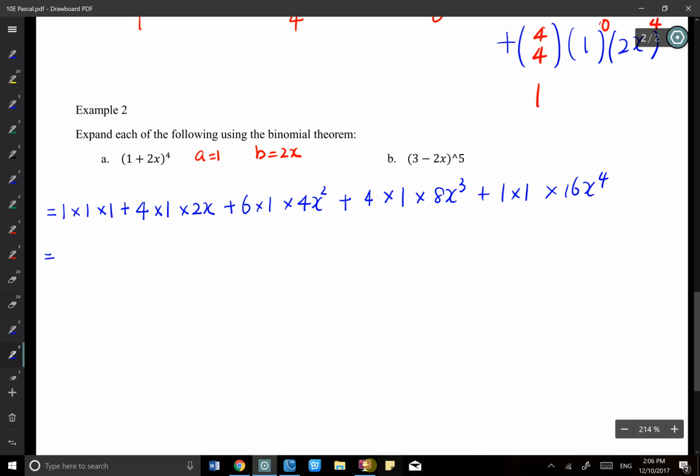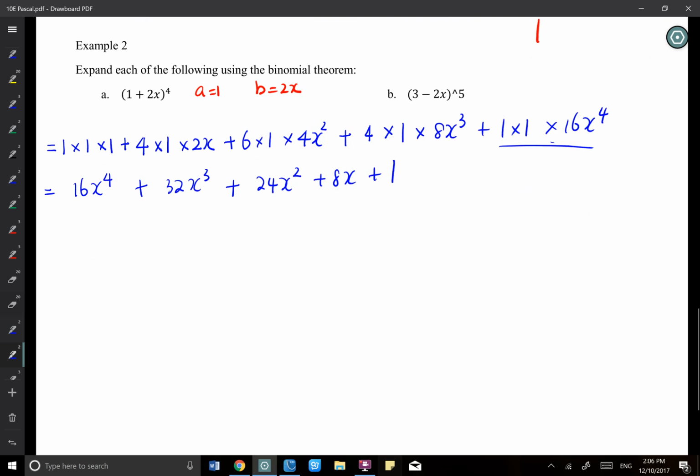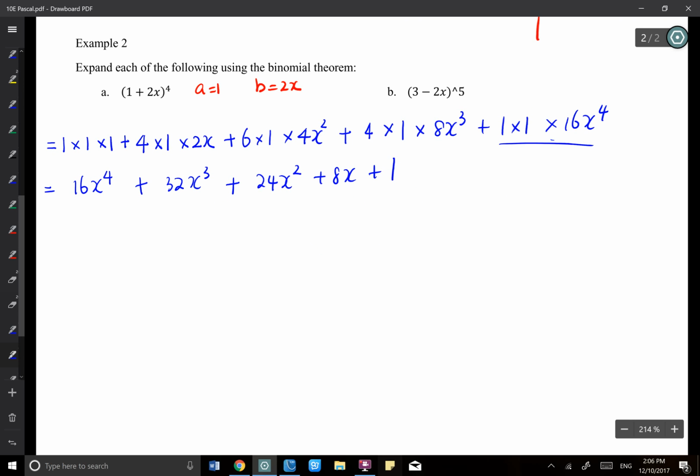So what do you have? I'll write from the highest power: 16x to the power 4, plus 4 times 8, so 32x to the power 3, plus 24x squared, plus 8x, plus 1. That's the expanded form.